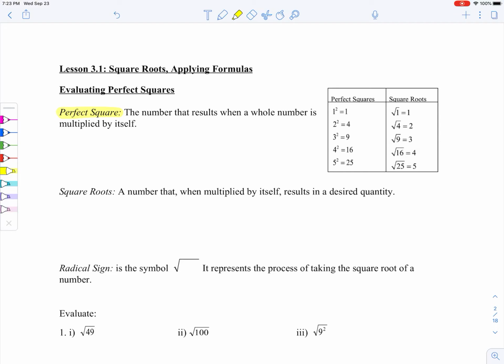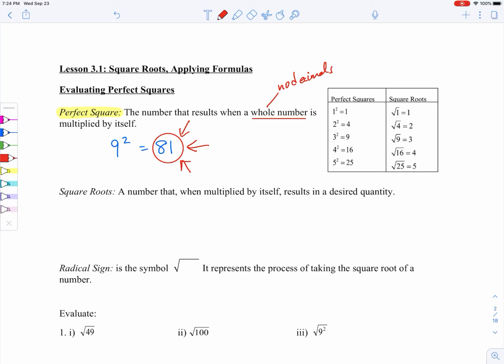I think you all know what perfect squares are. They're the number that you get at the end when a whole number, that means something with no decimals, is multiplied by itself. So, for example, we know that 9 squared equals 81. 81, that's the perfect square, okay? That is the perfect square right there. It's the answer that you get after a number is times itself.